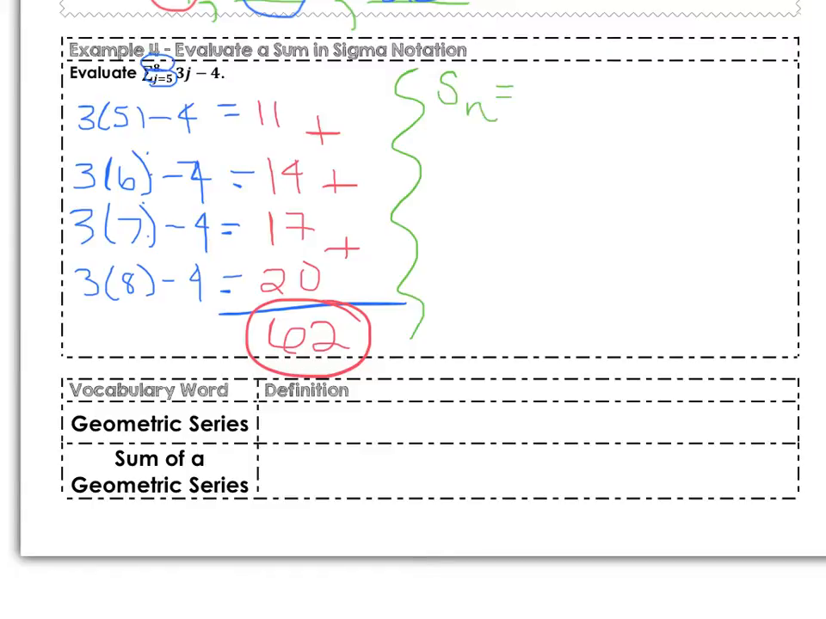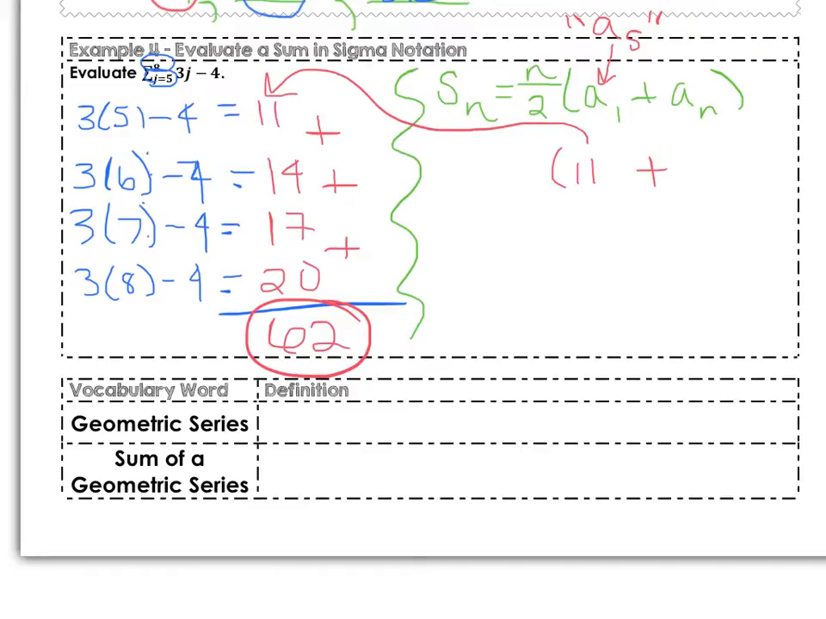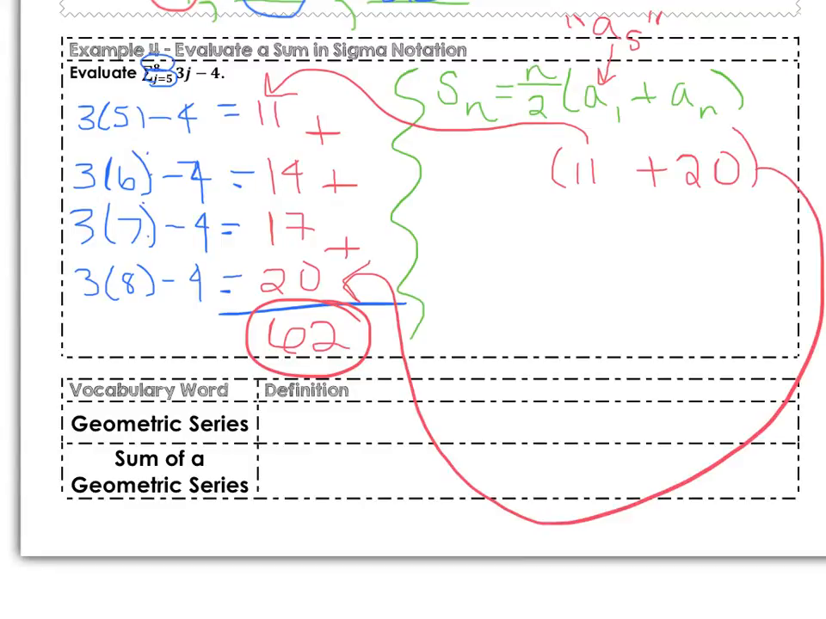So the sum of n terms is equal to n over 2 times the quantity of the first term plus the nth term. Now in this scenario, I'm going to let the first term actually be the fifth term, and the nth term is going to be my eighth term. We've already identified what the first term is. The first term is 11. We got that right here by plugging in 5. Our nth term is 20. We got it by plugging in 8.